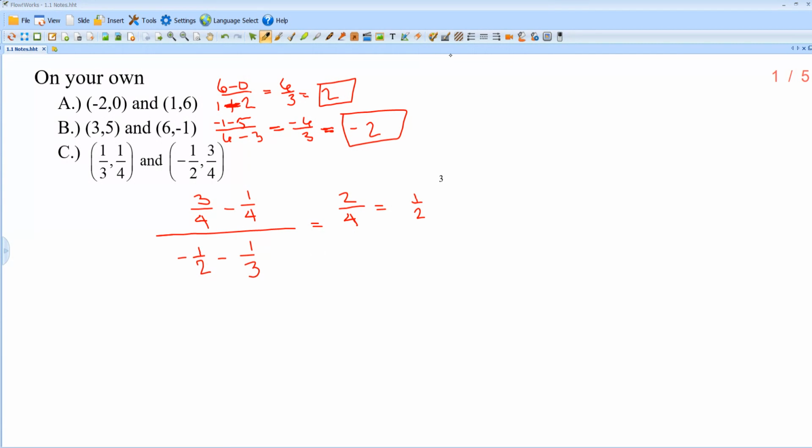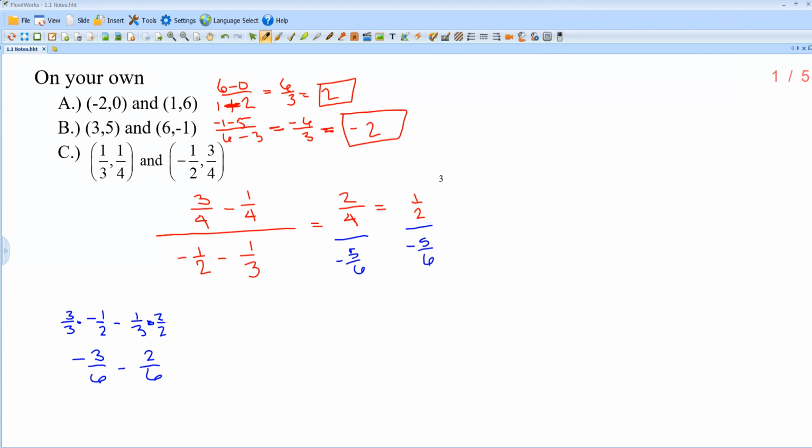In the denominator, we have a little bit more work because those don't have a common denominator. So we have negative 1/2, just writing it off to the side, minus 1/3. If I'm getting a common denominator here, the common denominator would be 6. So I'd be multiplying by 2 over 2 and multiplying by 3 over 3 so that I can get that common denominator of 6. This gives me negative 3/6 minus 2/6. And now when I subtract that, I get negative 5/6. So I have 1/2 over negative 5/6.